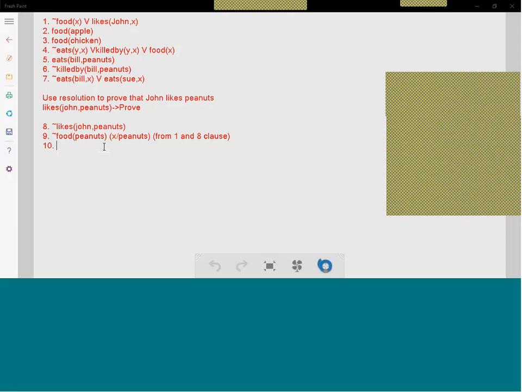Whenever we want any solution, first we have to negate the goal. After negating, if we find an empty clause, then we can say that our assumption is not correct. Likewise we can prove here that Stone likes peanuts. So we need the empty clause here.